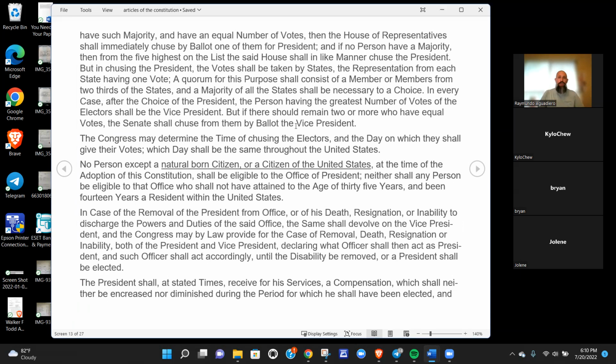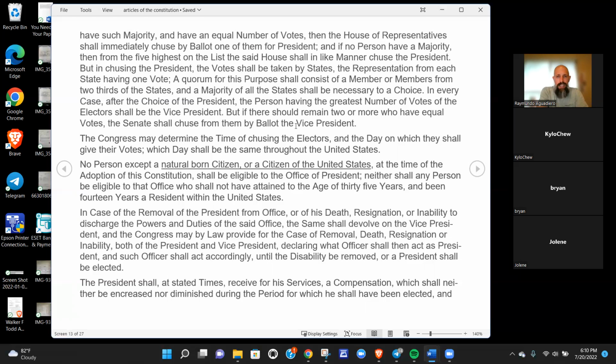So if there is no majority, then the House of Representatives choose by ballot. And if no person have a majority, then from the five highest on the list, the said house shall in like manner. So they'd have to vote. If there's a tie, they basically do their own vote with a ballot. And if there is no clear majority, they take the top five and they vote again.